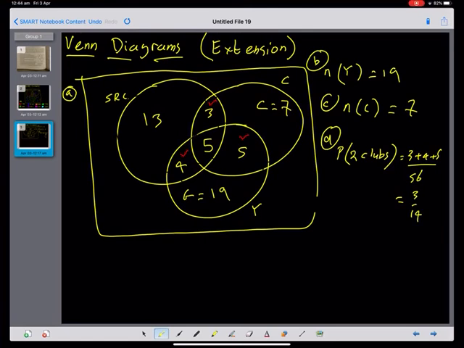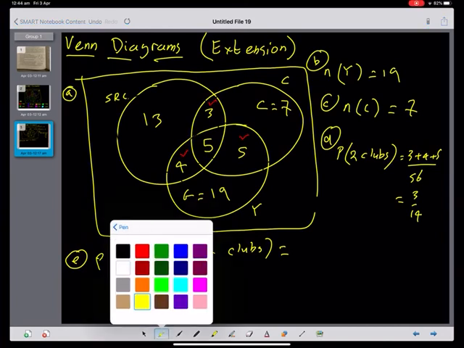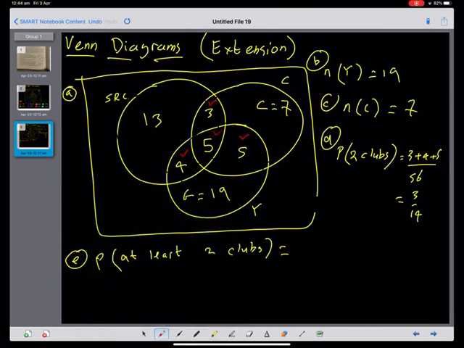Okay, let's do E. Okay, E is the probability at least 2 clubs. So that means possibly 3 as well. Okay, so you need to add all the 2, then plus the 3 as well, which is this one. Okay, if you do that, you've got 10, 14, 17.